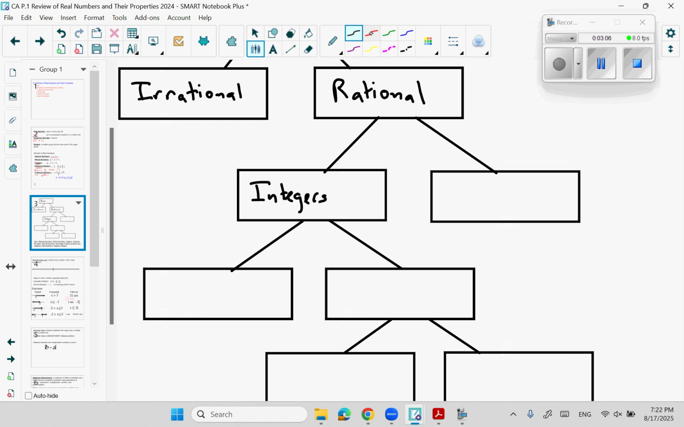Remember, integers are just those full numbers, so -2, -1, 0, 1, 2, etc. in both directions. Or they could be a non-integer fraction. So something like 1 over 2 is a rational concept. It's 0.5. We can write it as a fraction. But it's not an integer because it's not a whole number.